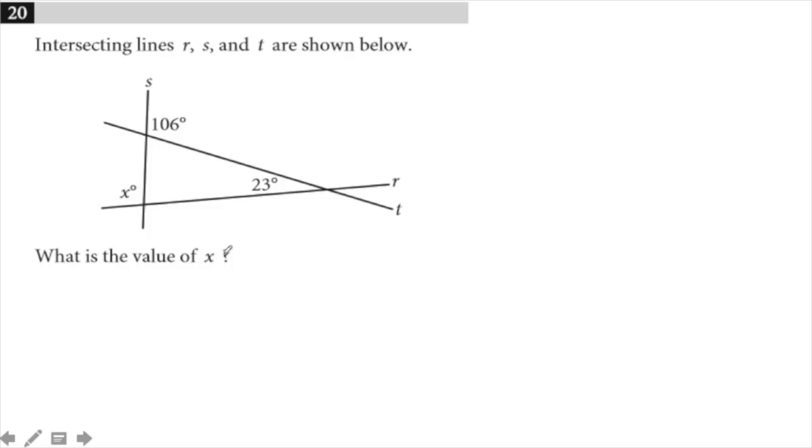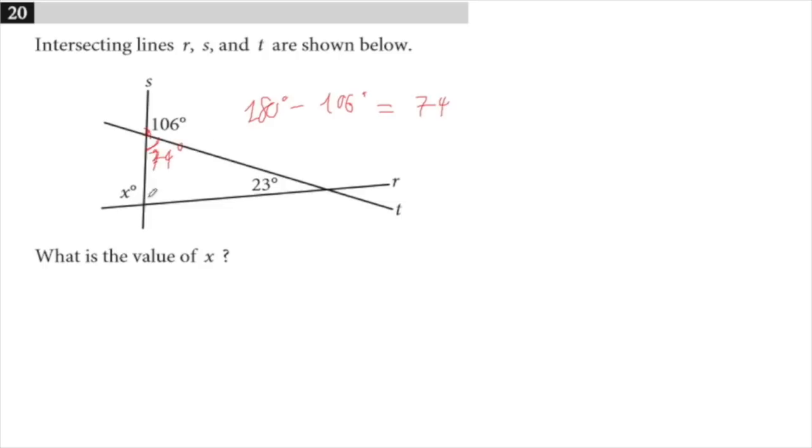Question 20. Intersecting lines R, S and T are shown below. What is the value of x? Okay, this angle and the 106 are supplementary. Supplementary means the total of them equals 180 degrees, and I want to find this number. I take 180 degrees minus 106 equals 74.